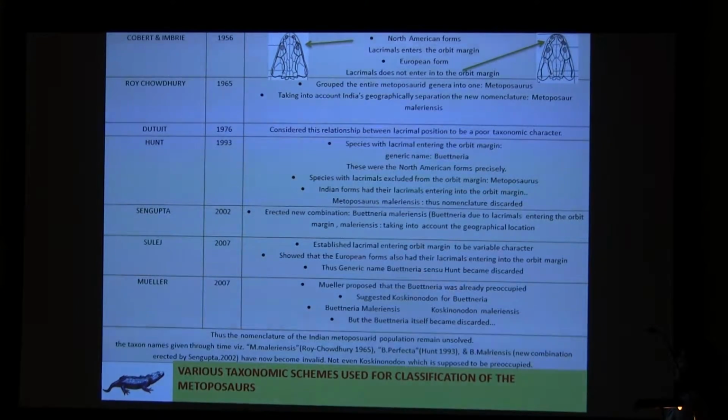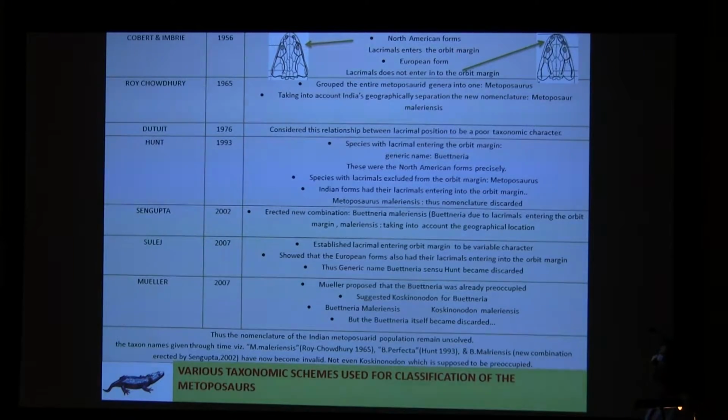Now coming to the taxonomic schemes of the Metoposaurid that have been attempted to date, people seem to be much interested there. Colbert and Imbrie tried to split the Metoposaurid into primarily two categories: one where the lacrimal enters the orbit margin, and the other where it doesn't. The species where the lacrimal does not enter the orbit margin were the European forms, and the species where the lacrimal intrudes into the orbit margin were the predominantly North American forms.